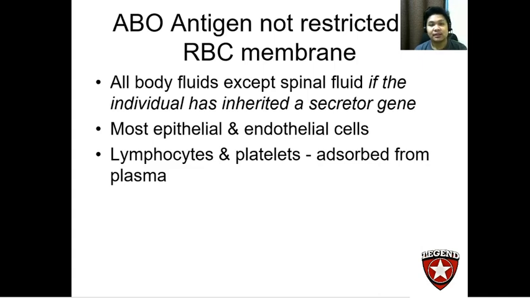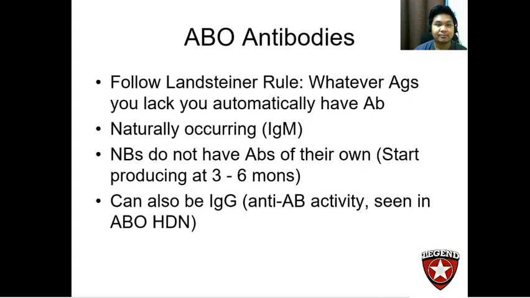The ABO antigen is not restricted to the RBC membrane. The ABO antigens are actually found in all body fluids except the spinal fluid if the individual has inherited a secretor gene. You will also find the ABO antigens in most epithelial and endothelial cells, and even lymphocytes and platelets could absorb the antigens from plasma.